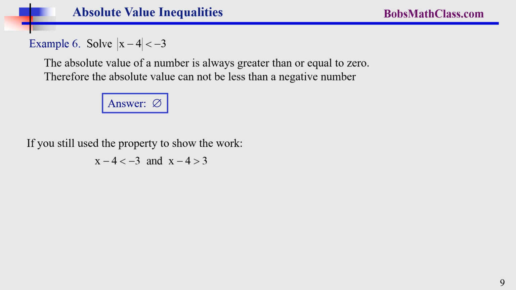Okay, so let's use a property. The first one, no changes. The second one, 2 changes. So on our first inequality, we drop the absolute value bars and we just rewrite it exactly the same. On the one on the right, we change the direction and change the sign of the number on the right. It's a less than, so we're going to use the word and. Okay, let's add 4 to both sides on both of them. That gives us x is less than 1 and x is greater than 7.